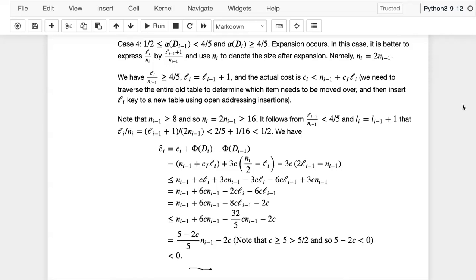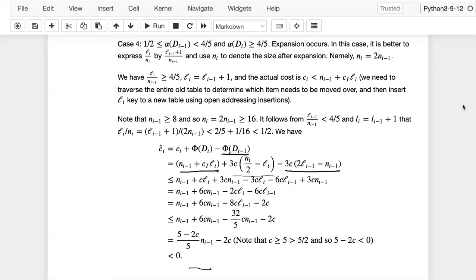Hence, we are going to use this form before insertion, because it is greater than 1/2. It is at least 1/2. All right. So this is the actual cost.